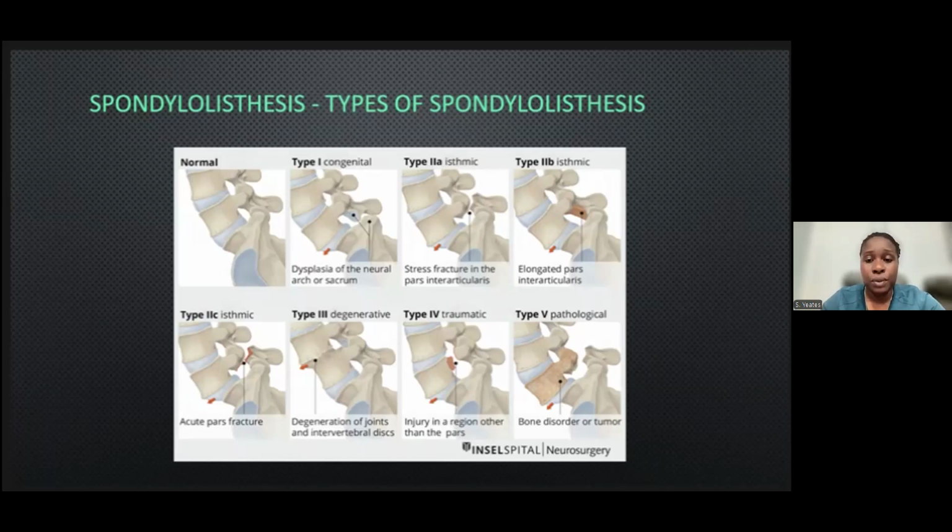Then you have type 2, which is isthmic spondylolisthesis or spondylolysis, which is a failure of the neural arch as a result of a defect in the pars interarticularis.